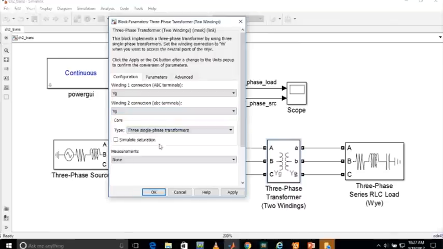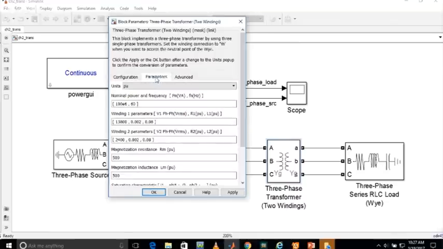So we have taken Y ground, and in the parameters, we will give the values of our windings. Let's say our nominal power is 100e6 and 60 hertz. The winding one parameter is 13,800 volt, and the second parameter is 2400 volt. So it's a 13,800 by 2400 transformer. A 13.8 kilovolt to 2400 volt step down transformer is there.